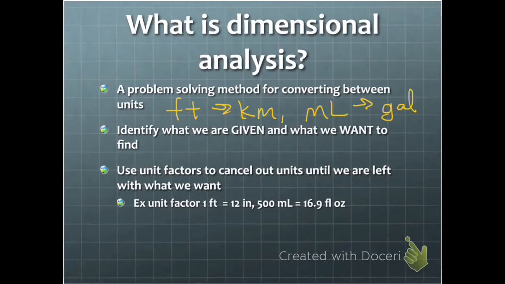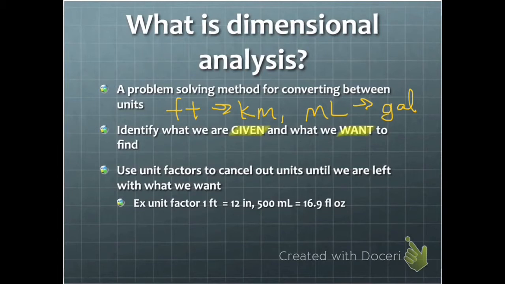Every time we do a problem like this, there are going to be two steps, and you want to make sure you write these down because we're going to need them when we work through some problems in a minute. We're going to want to identify what we are given in the problem and what we want to find in the problem. And we're going to write both of these down so we make sure we know what we're doing.